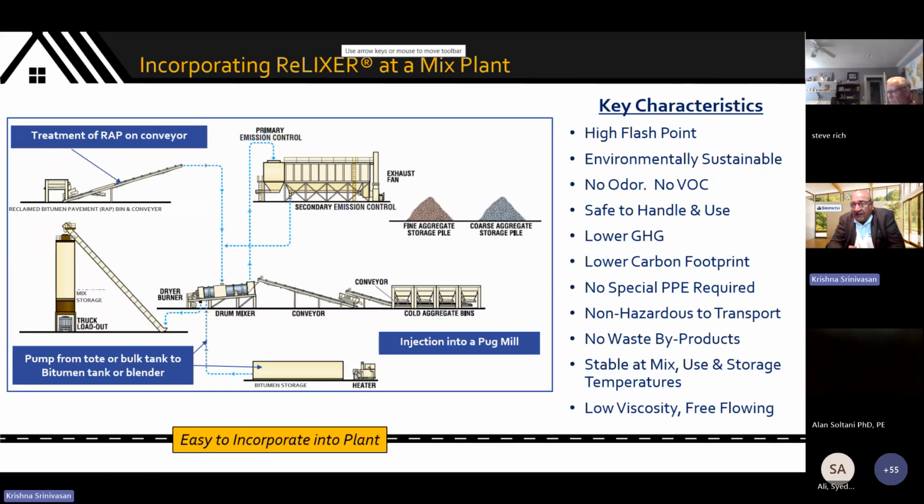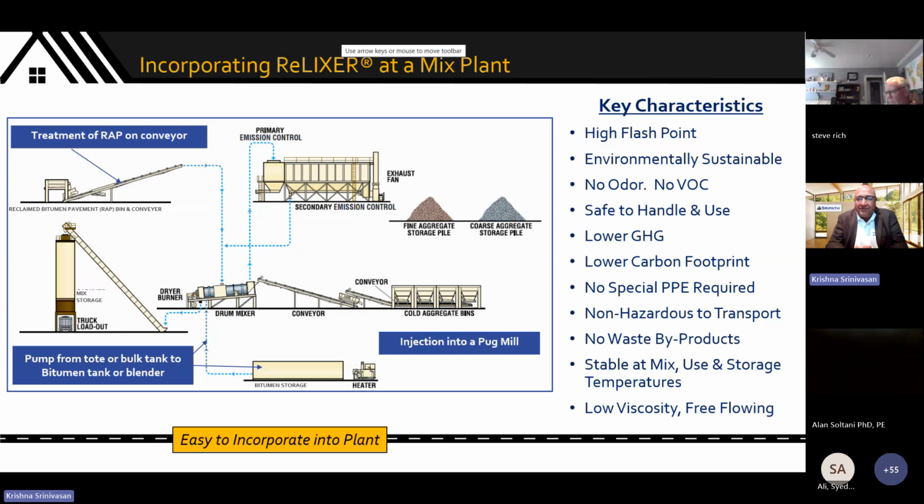Does it have a high enough flash point? Are you going to set fire to my plant? Is it safe to handle? Do I need special PPE? Does it produce toxic byproducts? Is it stable at mixing temperatures, stable at use temperatures, stable at storage temperatures? Is the viscosity a strong function of whether it's cold out there, 40 degrees, or whether it's hot out there, 70 degrees, 80 degrees, 90 degrees? These are all factors that your plant manager would consider.